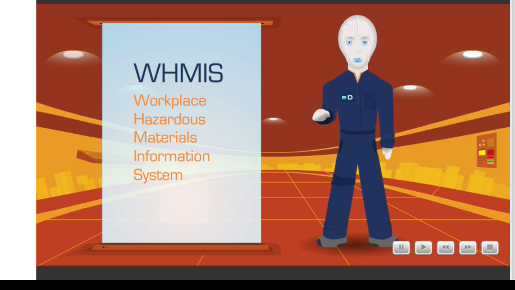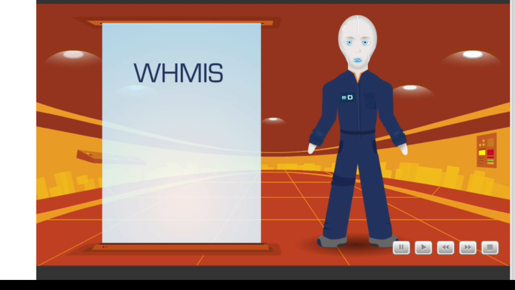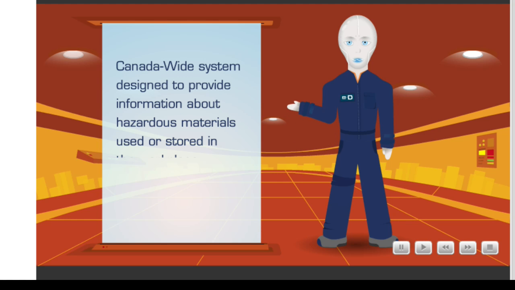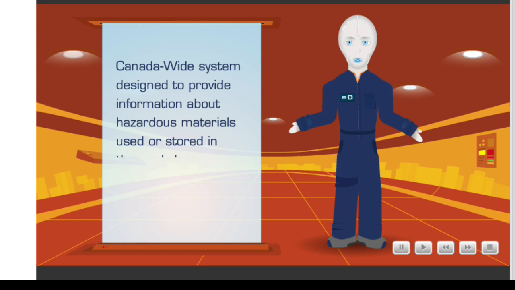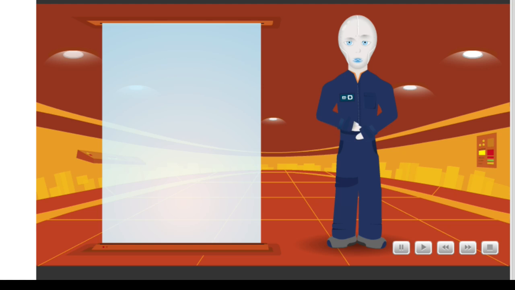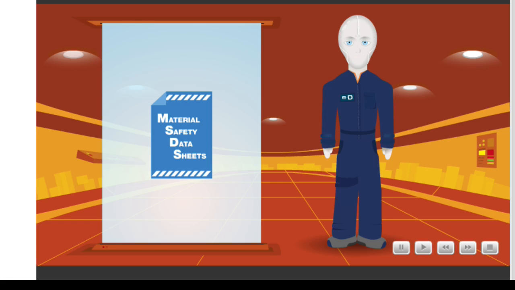You may be asking yourself the question, what is WHMIS? WHMIS is a Canada-wide system designed to protect employers and employees. It provides information about the dangers associated with hazardous materials used or stored in the workplace. The key components of the WHMIS system include requirements for proper labeling of hazardous substances, the provision of material safety data sheets, and the requirement to ensure that workers exposed to controlled products receive adequate training to use them safely.